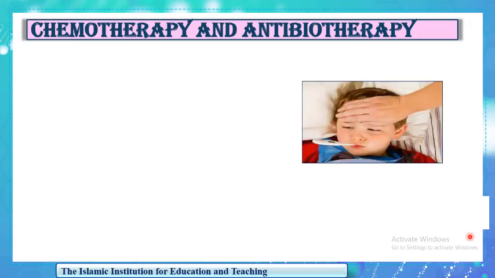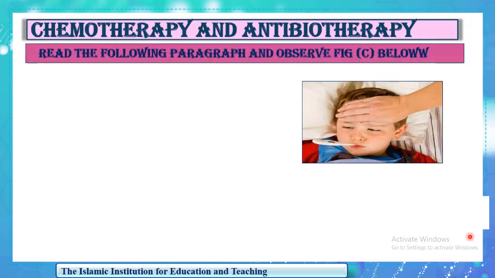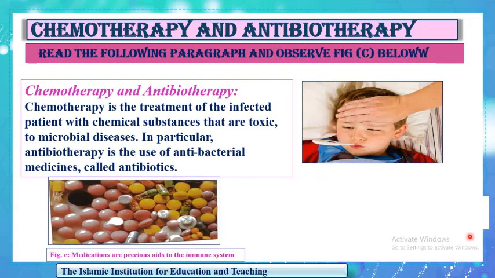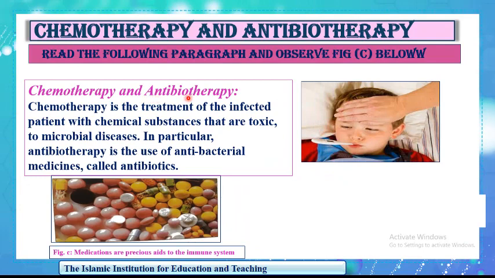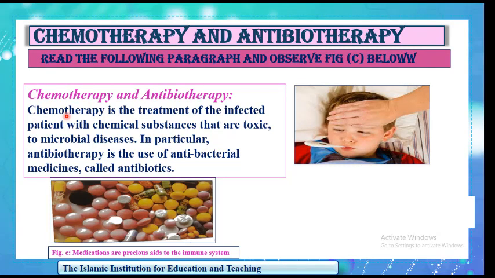Some diseases require the intake of medicines to be treated. What do we call the treatment that involves the use of these medicines? Let us read the following paragraph and observe figure C below to discover the name of these treatments. Chemotherapy and antibiotherapy. Chemotherapy is the treatment of the infected patient with chemical substances that are toxic to microbial diseases. So chemotherapy is when the patient is given specific medicines that are directed against a certain microbe.